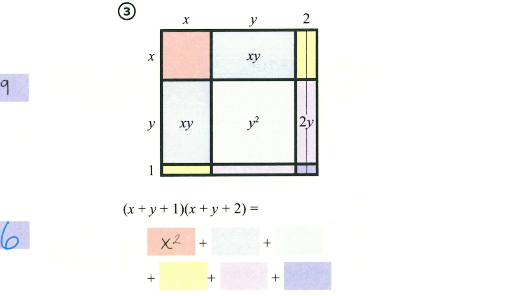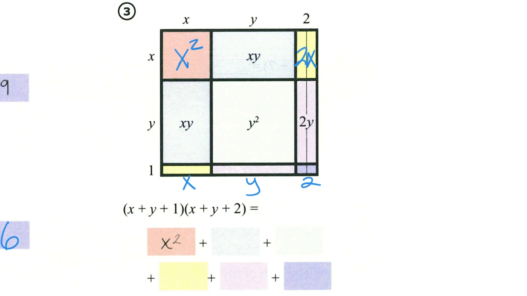Number 3 is a little bit bigger. We'll start up here in the corner. X times x would be x squared, and then going across, x times y is going to be xy. X times 2 is going to be 2x. The next row is all done for us, just some different variables. Here's a y squared. Right here, 1 times x is going to be x. I'm going to write it below. 1 times y is going to be y, and 1 times 2 is going to be 2.